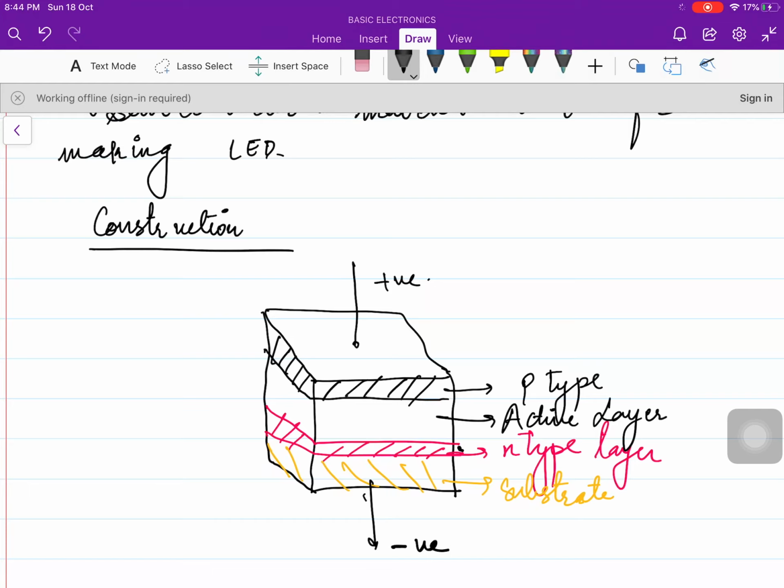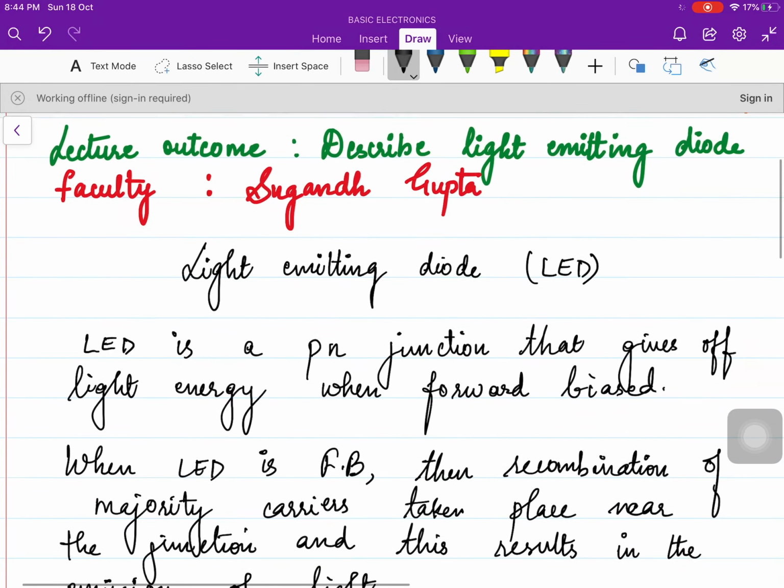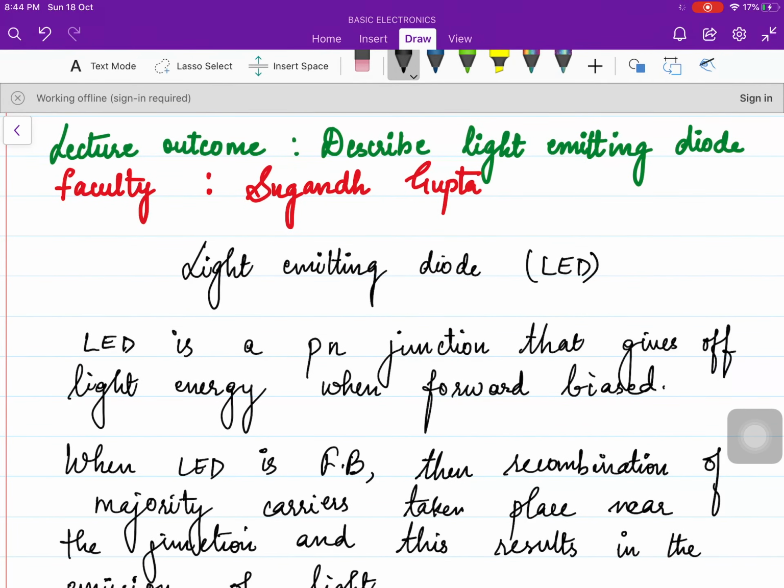So I hope you have all understood what an LED is, how we choose LEDs of different colors, how we construct an LED, and how the LED operates. So this was the working of the light emitting diode.